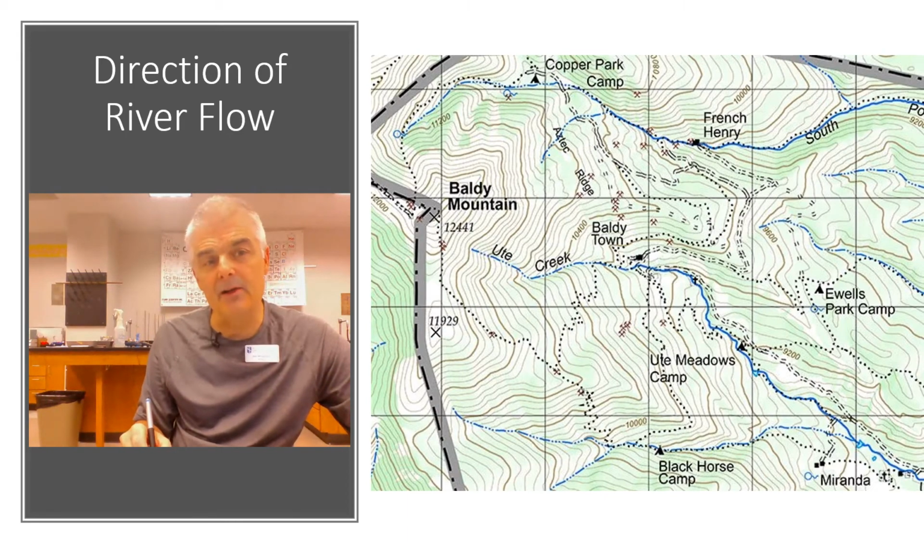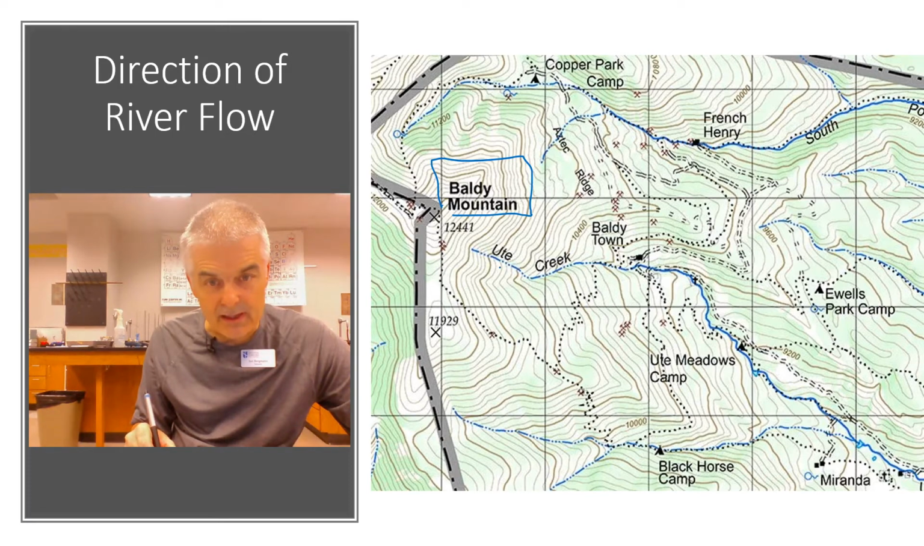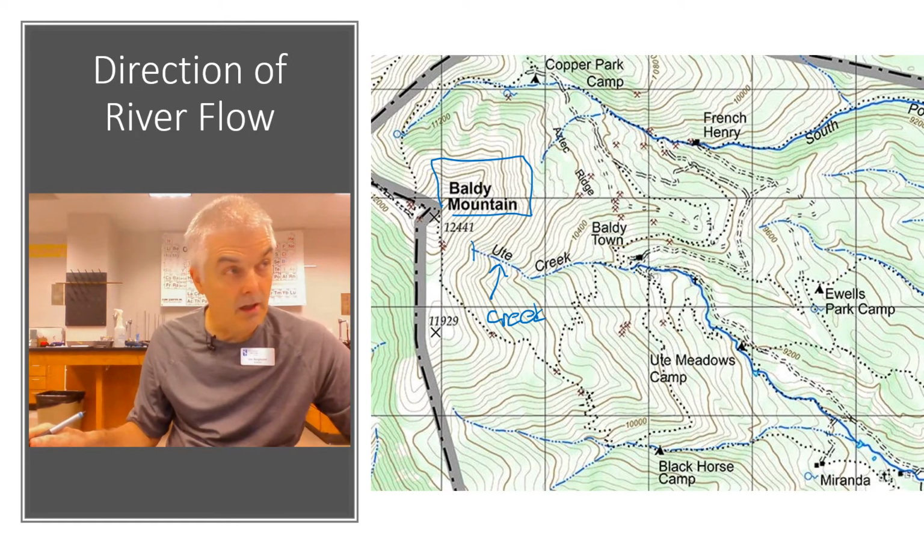So let's talk about how you can determine the direction of the flow of a river. Here we are at Baldy Mountain and Ute Creek. This is a very mountainous region, and we can see the blue line, and you probably realize the blue line is a creek. This is water. But the question is, is the river flowing as pictured here from the left to the right, or from the right to the left? Now, one thing we know is that water flows where?